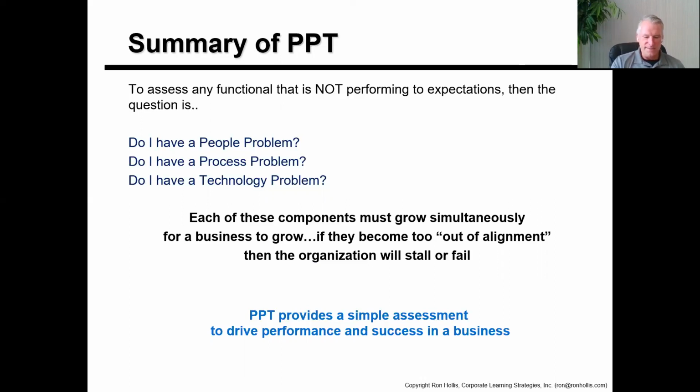Each of these components must grow simultaneously for a business to grow. And one of the most common problems is that something doesn't grow with it. Maybe your people don't grow, and what started as a team of A players today is now a team of B, B, C players because the company is bigger, more complicated. They didn't learn or grow with it. Or my processes didn't change. I still have them doing decade-old processes in a more modern world, or I haven't updated my technology. I'm still on Windows 97 or something, pick something stupid. But anyway, I don't keep my technology updated, and that's slowing down the organization. So you've got to keep these aligned in order to allow your organization to continue to grow. So people, process, technology provides that simple assessment to drive performance and success in a business.